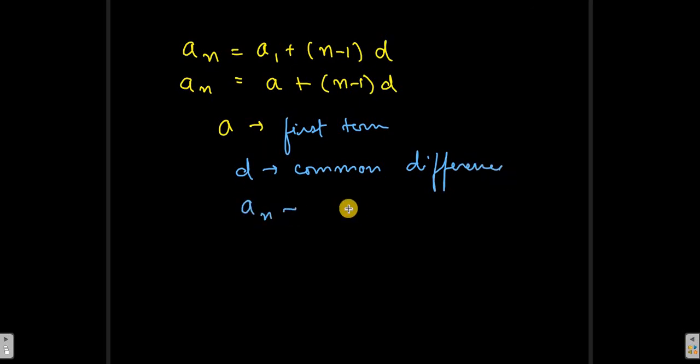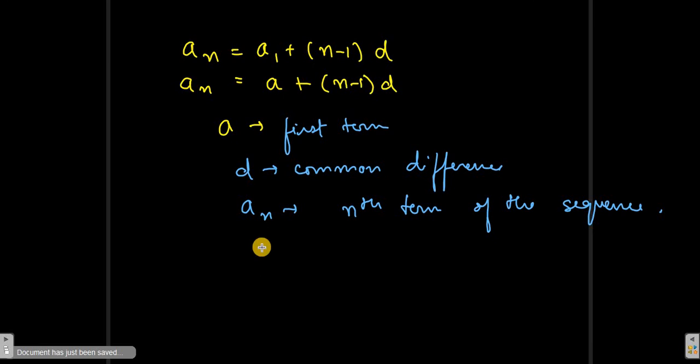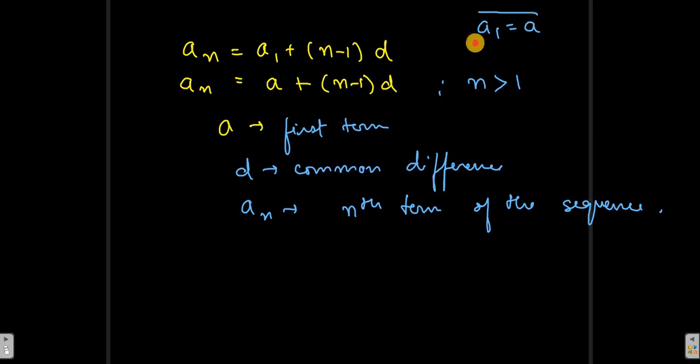And an is the nth term of the sequence. And n is a certain integer greater than or equal to 1. Here we can take n greater than 1, because a1 is always a, so we actually find the values from a2.